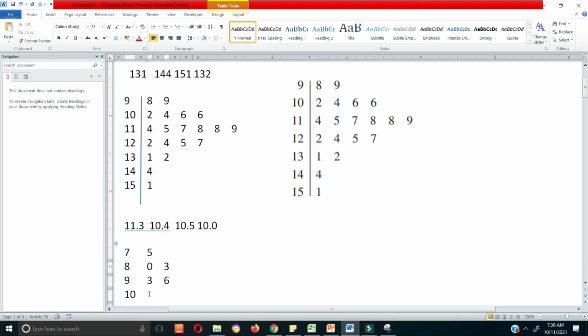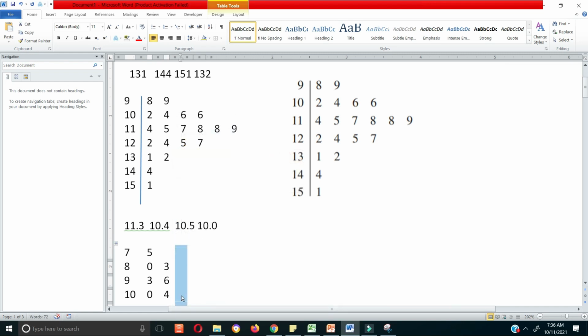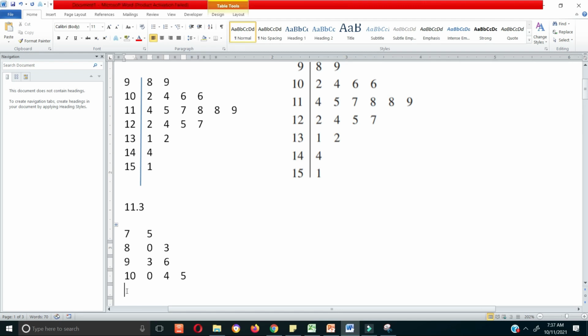So you have a 10.4, and then you have a 10. We just need a new column here. Then you have a 10.5. So that completes the 10s. Then you have the 11s, right? You only have one 11. So you have the 11.3.